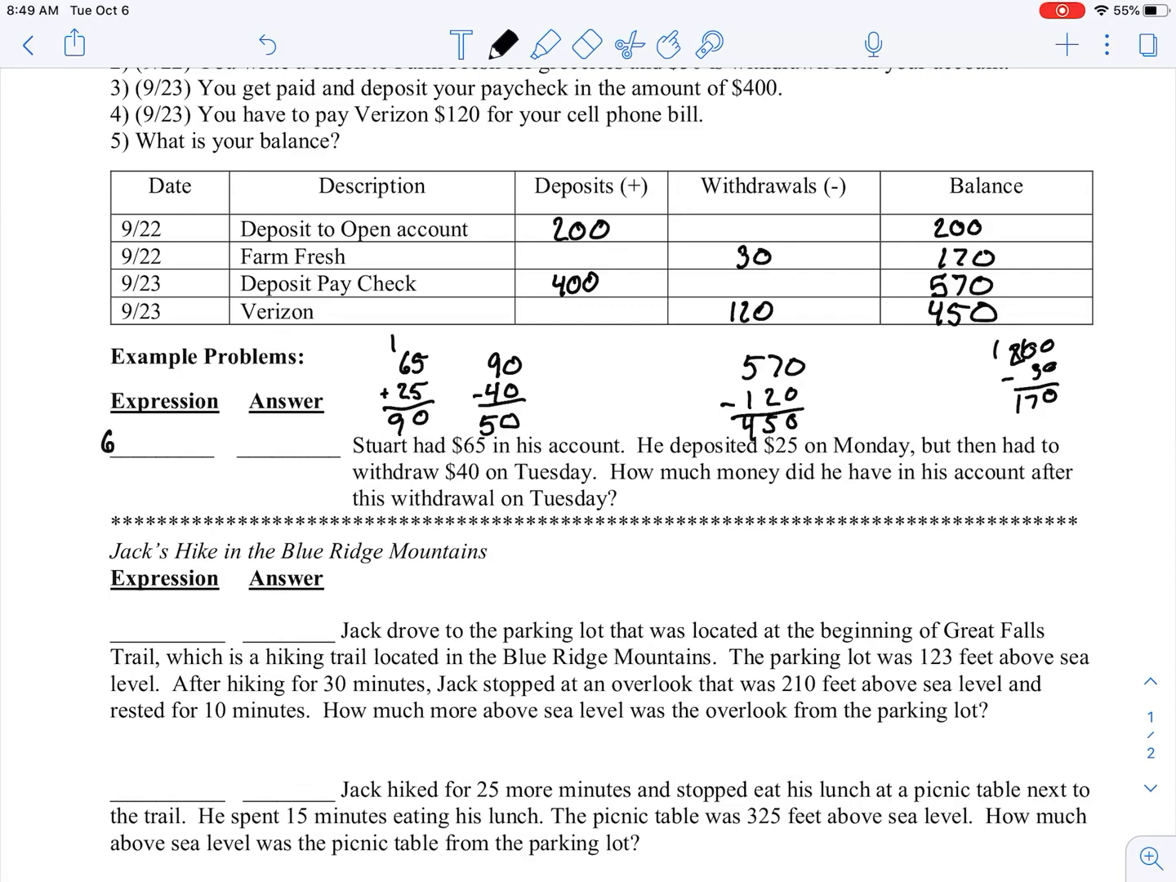Well, we're just starting with that $65, adding the 25 that he deposited, and then subtracting that 40 that he spent. So we already found out our answer by doing our work over here, but that's how we're going to come up with a mathematical expression for that. And we said that he has $50 left. Don't forget to label your answers all the time.